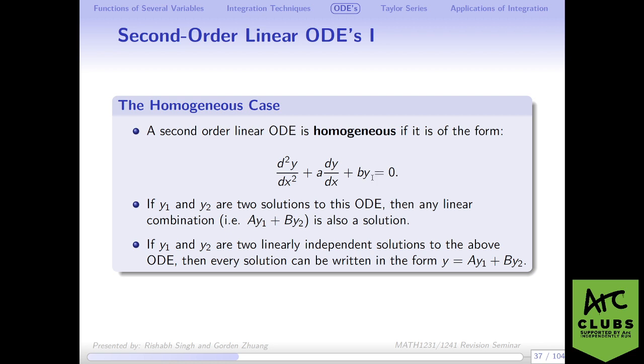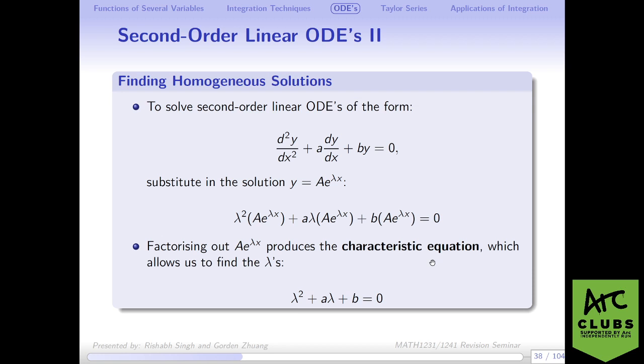And so if we have two linearly independent solutions to this ODE, then every solution will be in the form of a linear sum of these two solutions. And this is how we find our general solution. So to find the homogeneous solution, first we substitute y equals a e to the lambda x, since this is what the solution will look like.